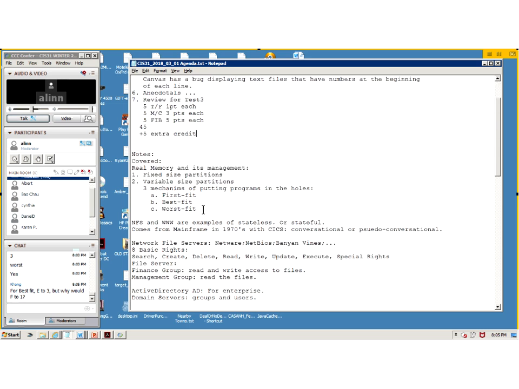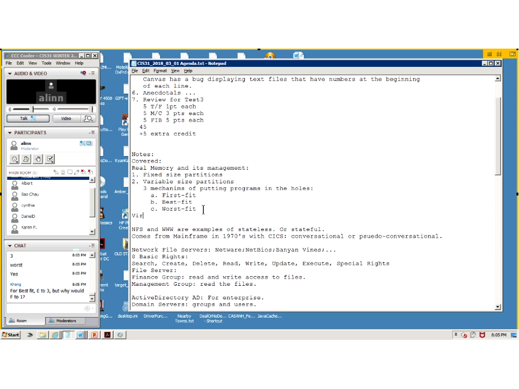Okay, the next thing we looked at was virtual storage. And its management.